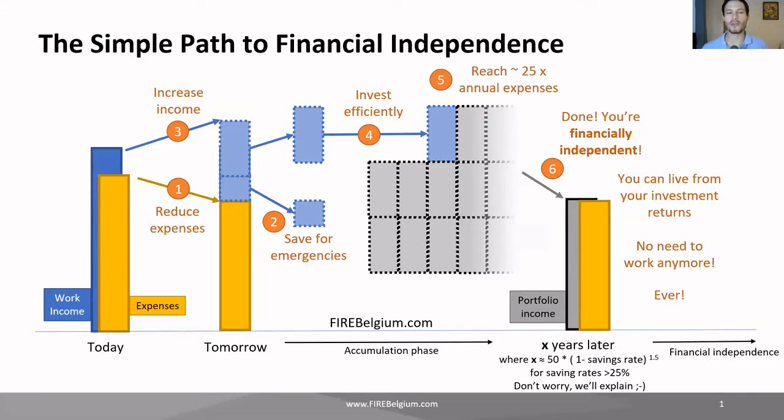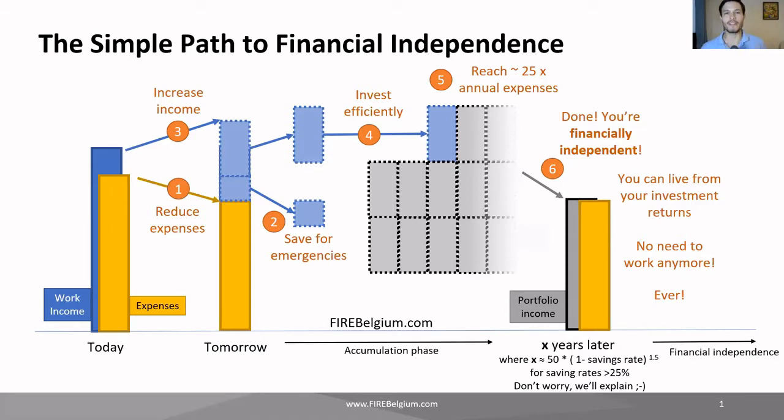A week or so ago, I spoke about the simple path to financial independence, which are those 6 steps to reach financial independence. So reduce expenses, save for emergencies, increase your income, invest efficiently, reach 25 times your annual expenses. And then the 6th step was, there you are, your financial independence, which is the beginning of your new life. But basically, we talked about step 4, which is invest efficiently. And that is a very broad topic. For me, that means investing via low cost, broadly diversified index funds in a balanced portfolio, Boglehead style. So it's a lot of keywords, but these are all really important.